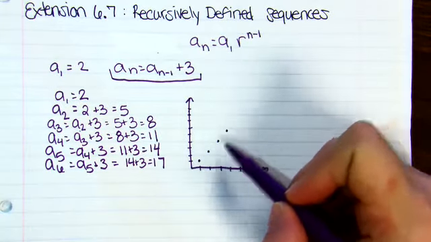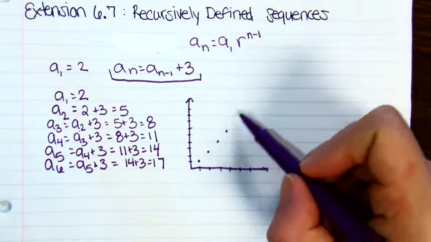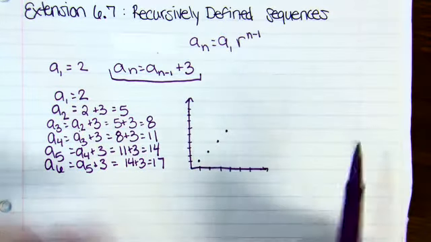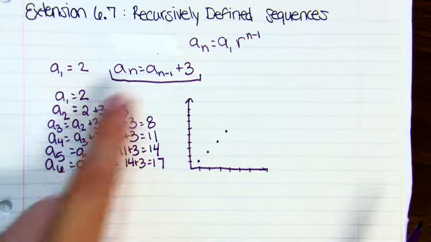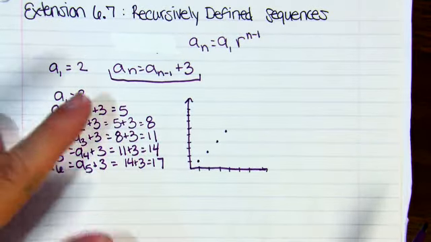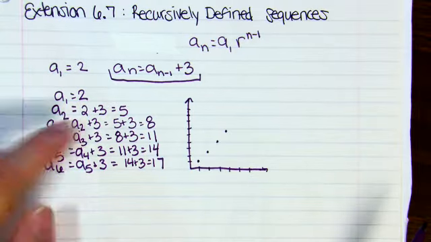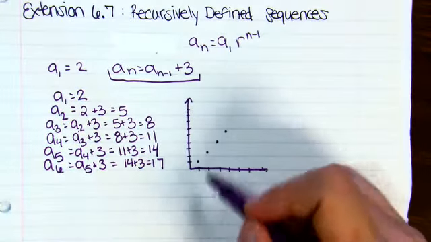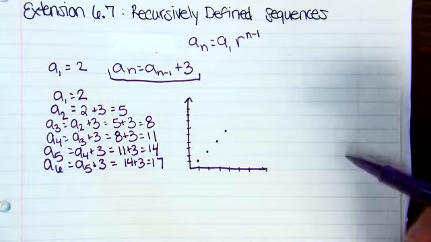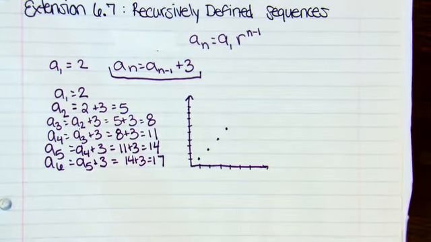If you look at these, they look pretty linear, which should make sense because this is an arithmetic sequence. I'm just adding 3 each time. As my term number goes up 1, I'm adding 3. That's a constant rate of change, and that's making a straight line. Of course, my graph is a little wonky, so it's not perfectly straight, but you get the right idea.